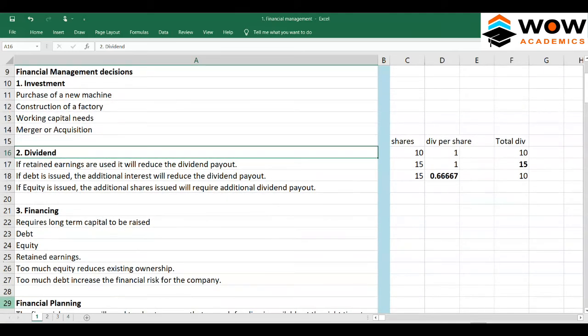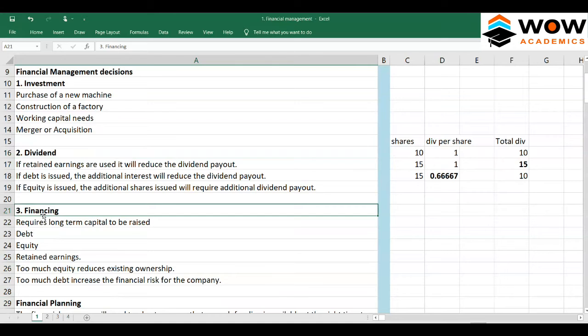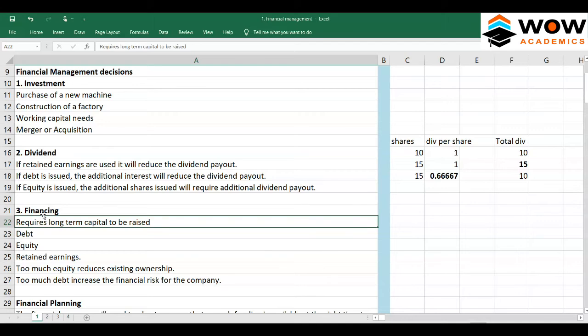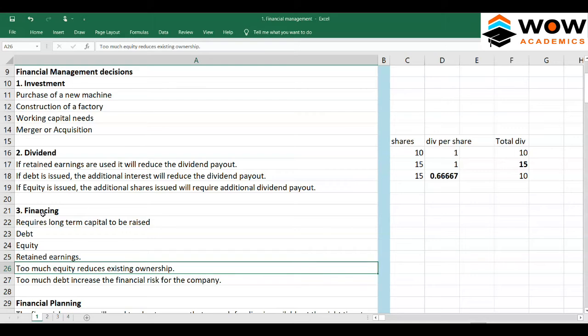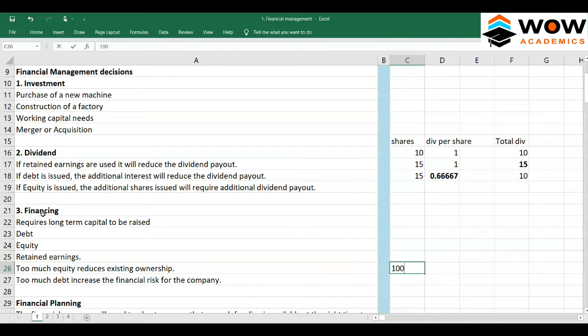So the next one is financing. The third part of the financial management decision is financing. It is the long-term capital that has to be raised, in terms of debt, equity and retained earnings. We can raise the finance in any manner we want, but there are some problems. If we issue too much equity, it will reduce the ownership. For example, if we have 100% ownership in a company and we issue 20% of shares, then our ownership only comes to 80%.